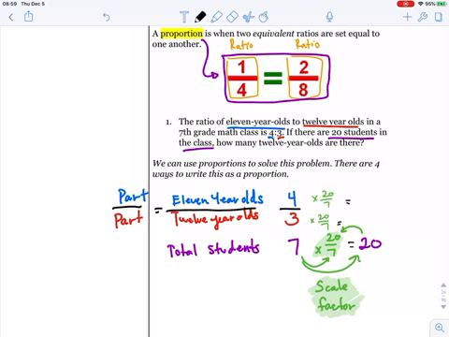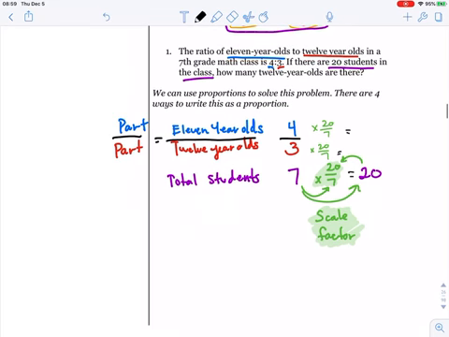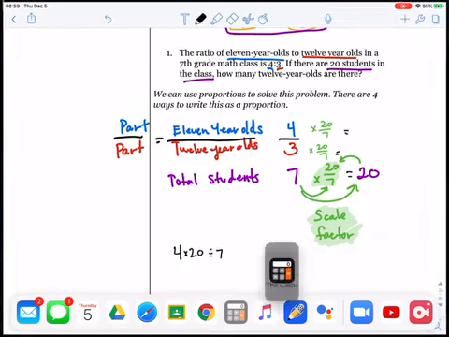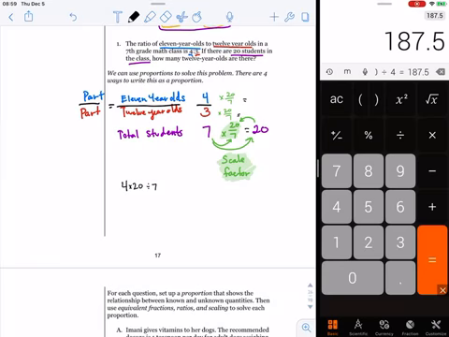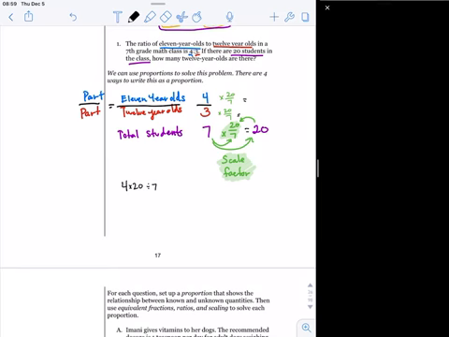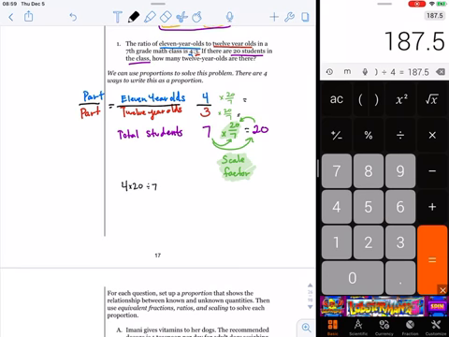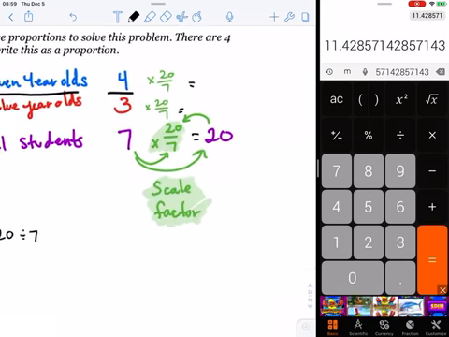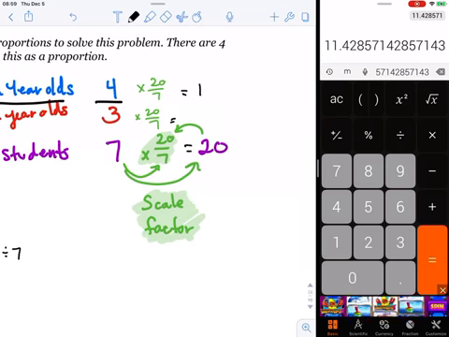All right. So 4 times 20 over 7, into the calculator, it would look like this. 4 times 20 divided by 7. And if you type that into the calculator, let's do that now. 4 times 20 divided by 7, and we get 11.428. So I'm just going to call this 11.4. That's a weird number, okay?